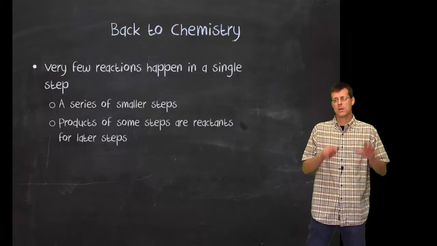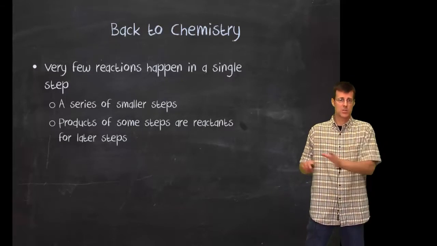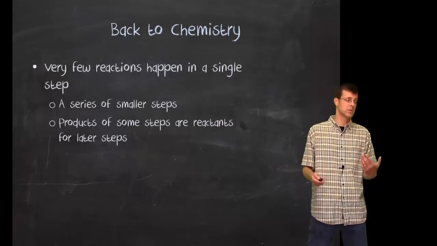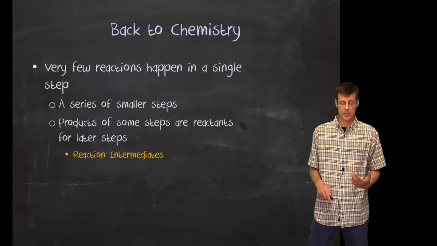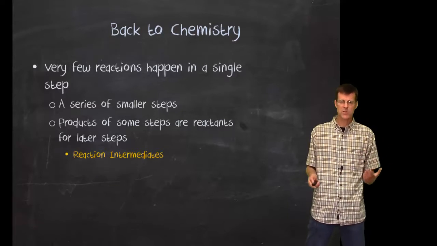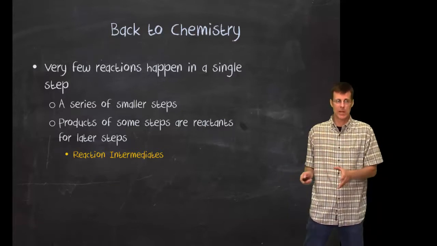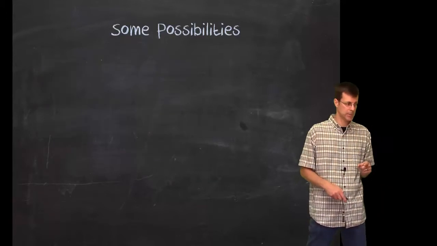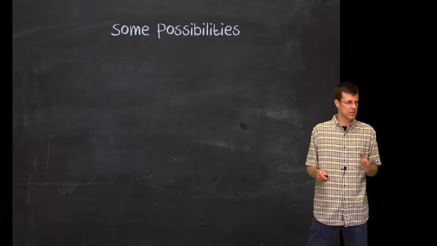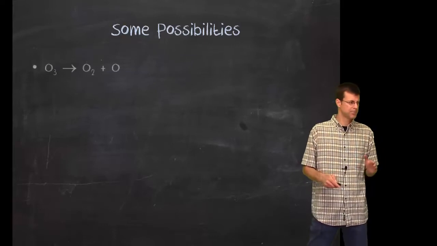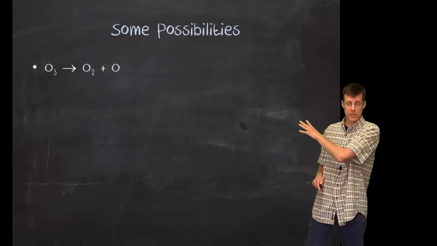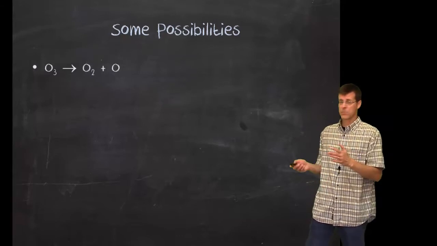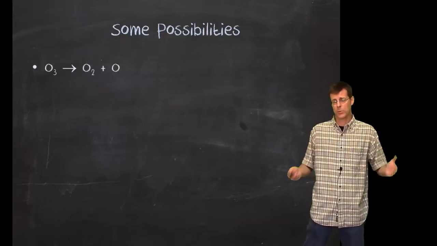And the products of some of those steps, the things that you produce in one step, you're going to be using as reactants later on, and those are going to be called reaction intermediates. And reaction intermediates you will not see at the end. Well, how do you know that they're there? Good question. We'll talk about it later. Now, what I need you to keep track of is that, by the way, you don't need to write this down. I just want you to follow the logic. I want you to see what's going on. But here's some possibilities of reactions that happen.